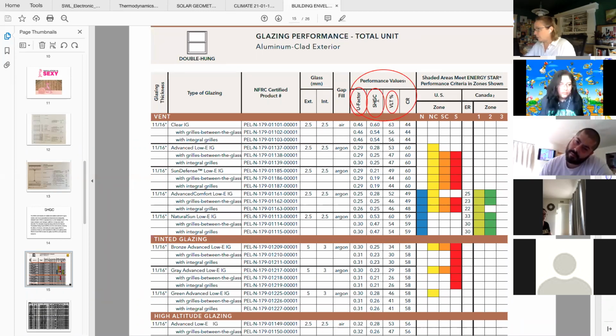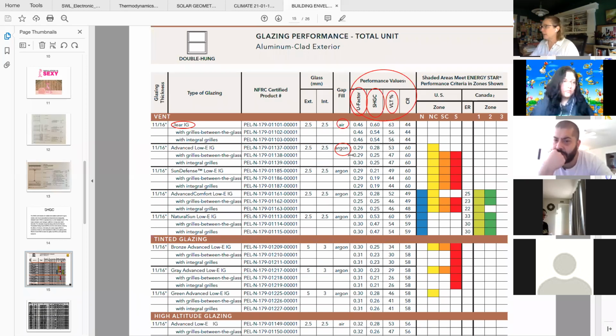So for example, this is a clear insulated glass unit. The material between the two pieces of glazing is going to be air. Some windows will have argon in that insulated glass unit because it can give higher performance. So we're looking at this, and this has an advanced low E glazing. So here's a U factor of 0.46.